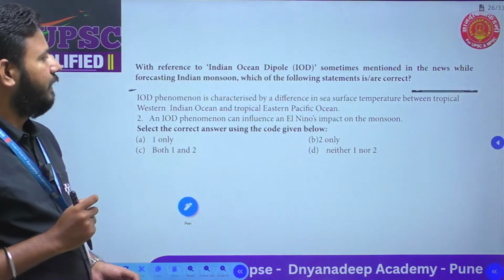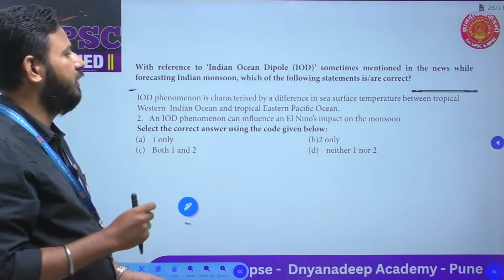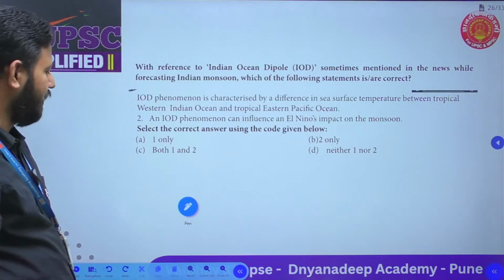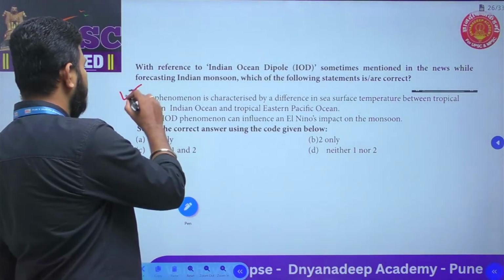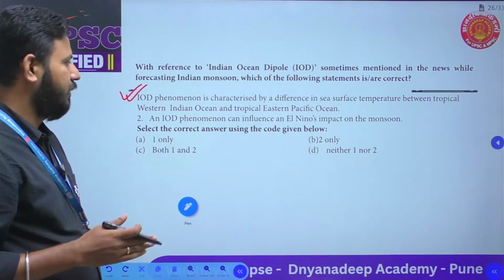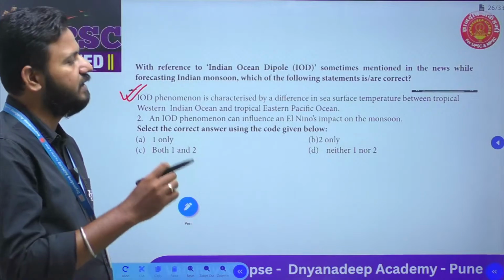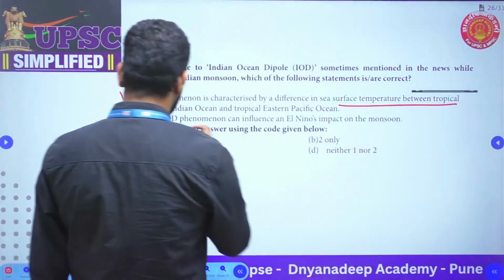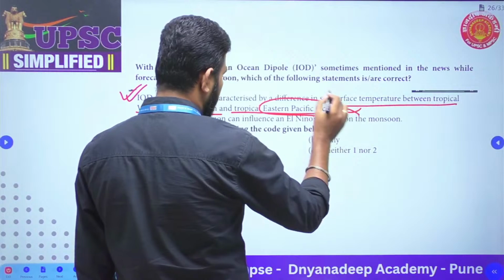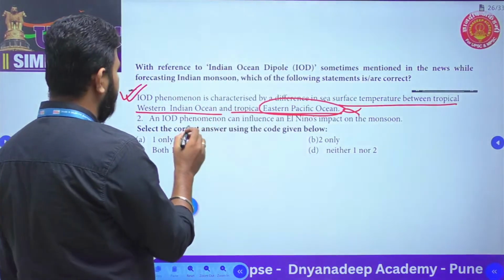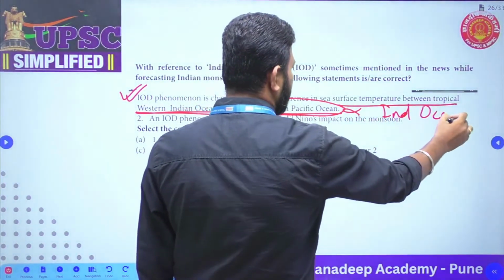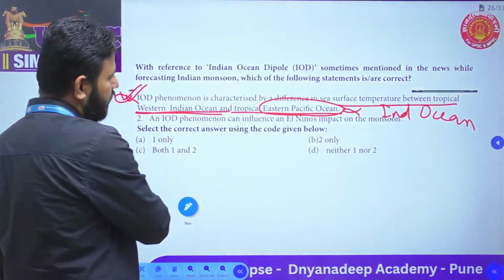Now, the next question, with reference to the Indian Ocean Dipole, sometimes mentioned in the news while forecasting Indian monsoons, which of the following statements are correct? This is becoming more prominent because of global warming and climate change and the changing frequency of monsoon in India. Now, the IOD phenomenon is characterized by difference in sea surface temperatures between the tropical Western Indian Ocean and the tropical Eastern Pacific Ocean. This statement is wrong because it is the temperature difference between the Western Indian Ocean and the Eastern Indian Ocean itself. So the first statement here is incorrect.